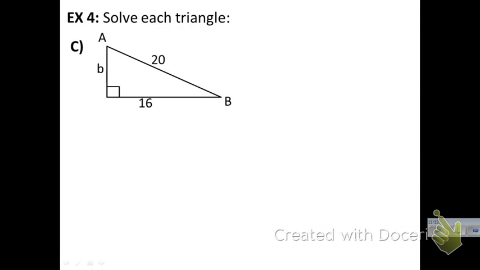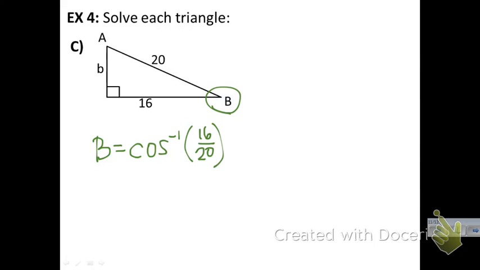Okay, last one just as a good review. You're going to choose either A or B. I'm going to choose angle B. And I'm going to say which two sides do I have in relationship to angle B. I have an adjacent and the hypotenuse. And there's only one function that uses both of those, and that is cosine. Cosine is the ratio of the adjacent side to the hypotenuse. And because we're looking for the angle, we will use that inverse.